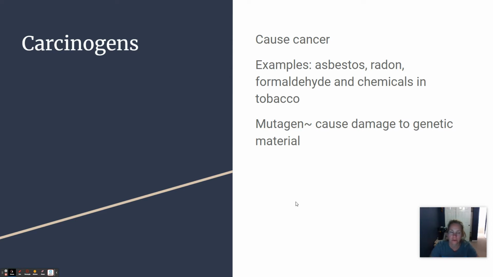Carcinogens cause cancer. So think of both of them start with C. So carcinogen, cancer. So examples of carcinogens for humans: asbestos, radon, formaldehyde, and the chemicals that they put into tobacco for smoking. And so a mutagen causes genetic damage. So carcinogen just causes cancer to your body, but a mutagen causes genetic material to be damaged, and therefore you can pass that on to children. So that would be obviously a really bad thing.